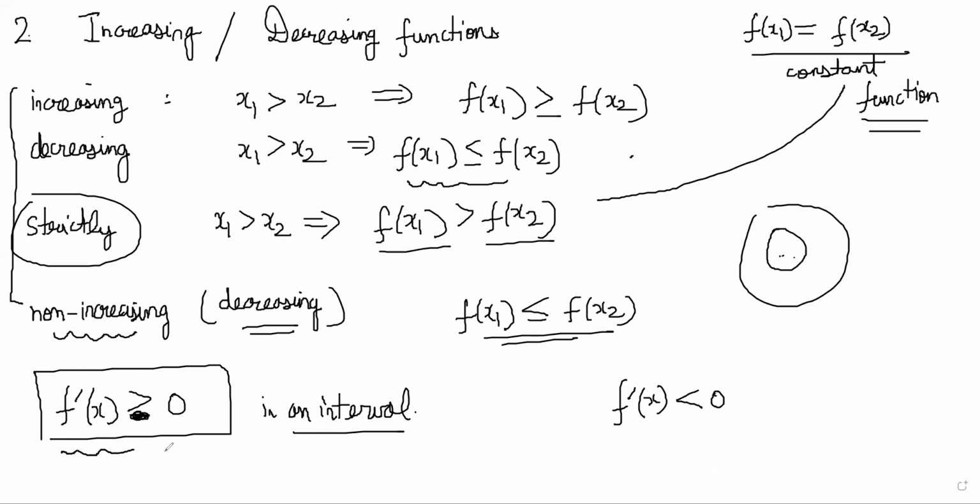Why is this correct? Because obviously, if slope is greater than 0, then it is an upward type of curve, right? And if slope is less than 0, then it's a downward facing curve, right? We also have to understand the idea of increasing or decreasing at a point. Increasing or decreasing at a point.